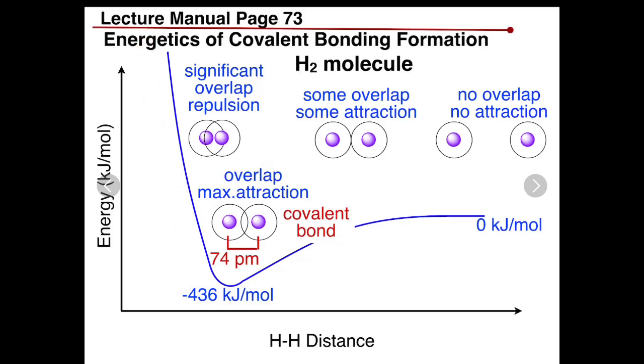Okay, so the energy associated with covalent bond formation pretty much comes from the overlapping of the orbitals. At the optimal overlap, which is at the highest attraction, that's where you are going to find the covalent bond. That's where the covalent bond is being formed.